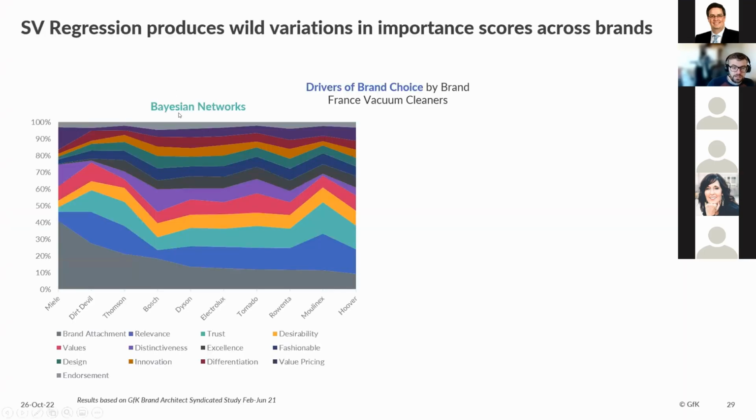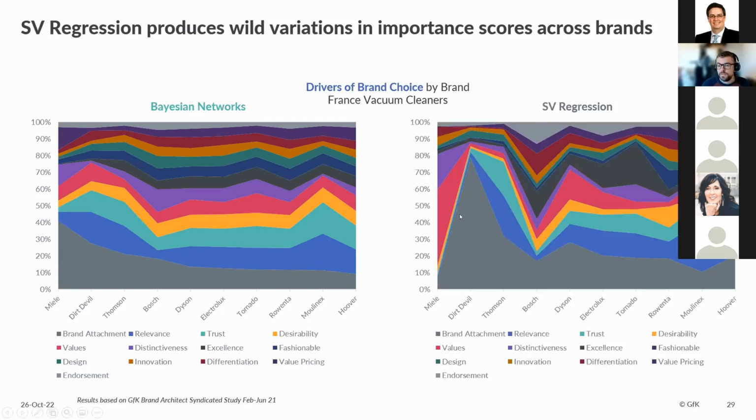Okay, so next let's look at the stability across brands. So starting with the Bayesian networks, we've got the same output here, but instead of looking across 5 monthly waves, we're looking at drivers models for individual brands. Okay, so for Bayesian networks, we do see some differences across brands, and this is what we'd expect. We don't expect the drivers for every brand to be exactly the same. Now, when we look at the drivers for Shapley value regression, we start to see some much larger differences, some quite wild differences in the importance scores we get across brands.